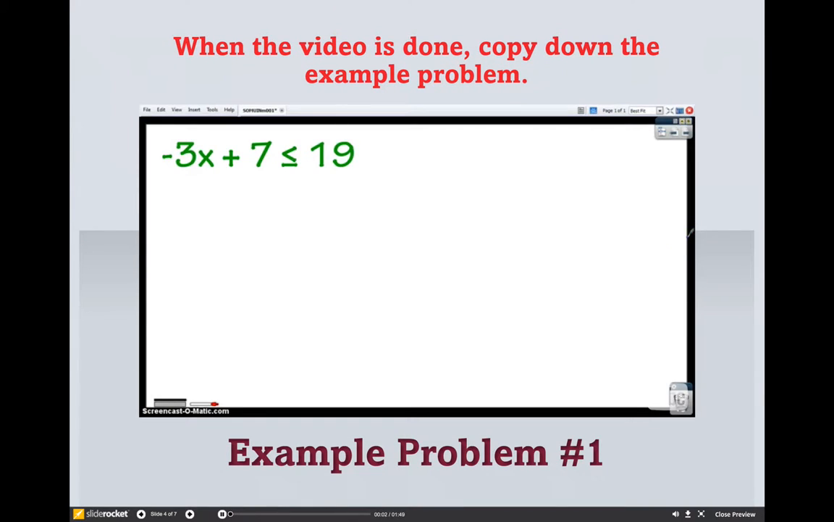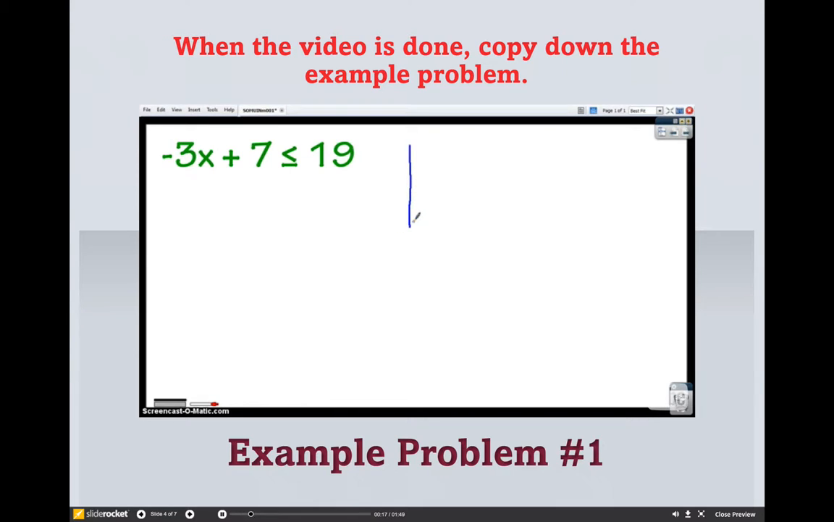Alright, let's take a look at this multi-step inequality problem. Here we've got the problem negative 3x plus 7 is less than or equal to 19. Because it is multi-step, I am going to go back to an old habit, which is to make a roadmap for this problem just to make sure I do everything in the right order.